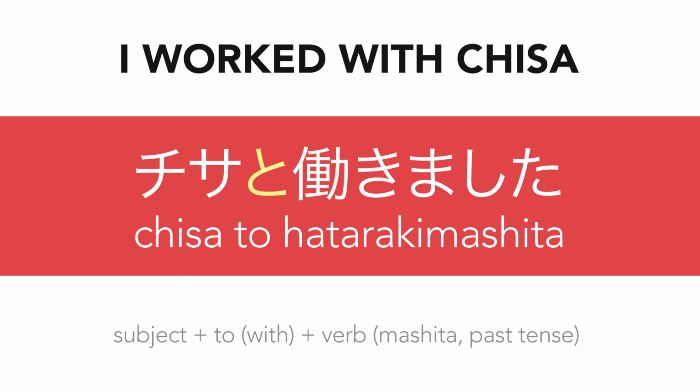How this works is simple. First, we state who we performed an action with, follow them with the to particle, and then finish off with whatever action you did, which in this case was unfortunately work. So in translation we have Chisa to, meaning with Chisa or Chisa and I, for example, followed by the action in the past tense meaning to work. Hatarakimashita. Pretty cool way of using the to particle, if you ask me.